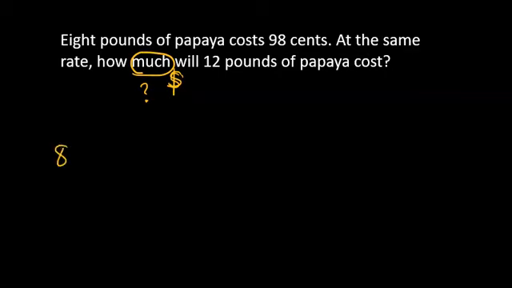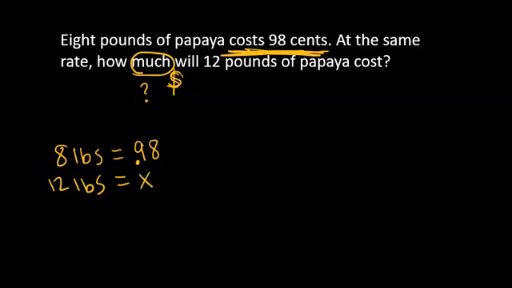I have 8 pounds that cost 98 cents. Here's a really good idea right here. It says 98 cents. What you're going to do is put a decimal point right there at the very beginning, because it's 98 cents. It's not $98. It's 98 cents, right? So at the same rate, which means there's no secret information you need, right? It's telling you right here, just what's in front of you. How much will 12 pounds of papaya cost?